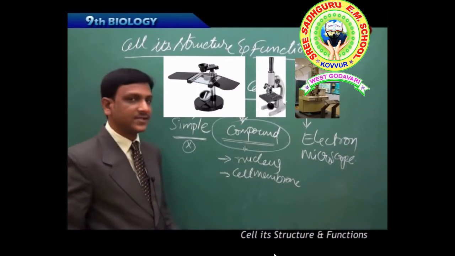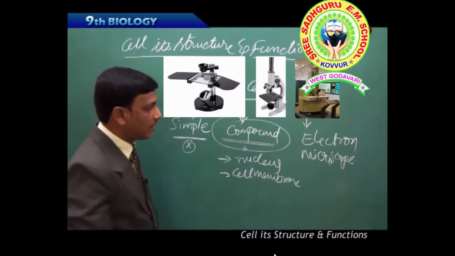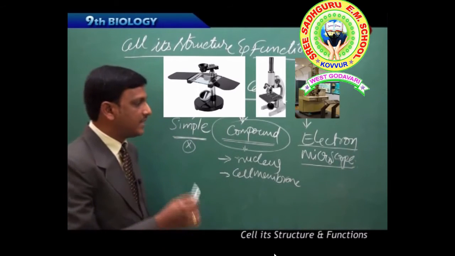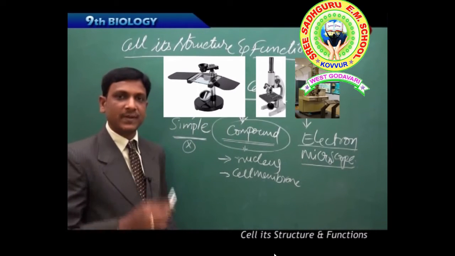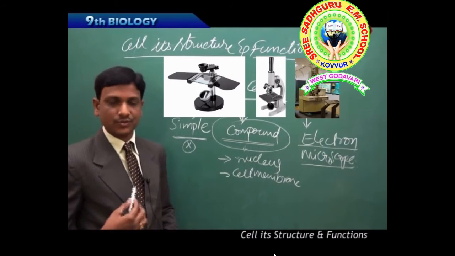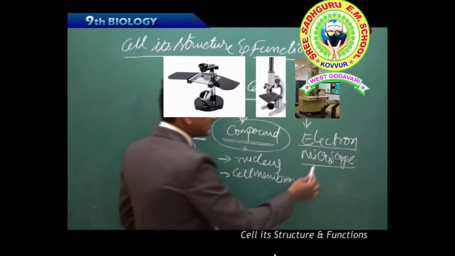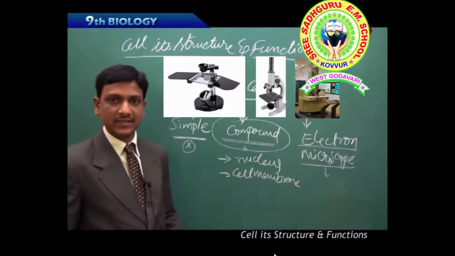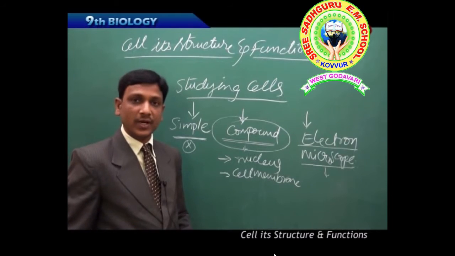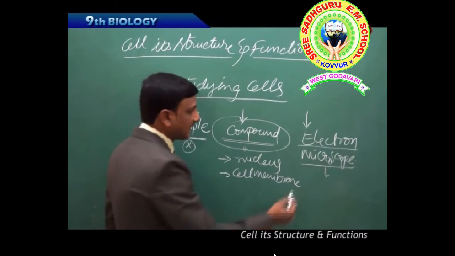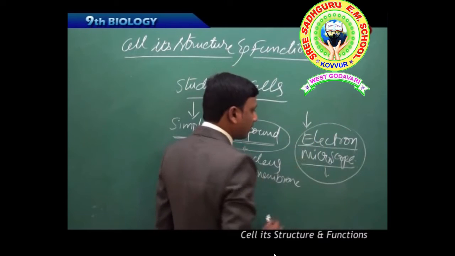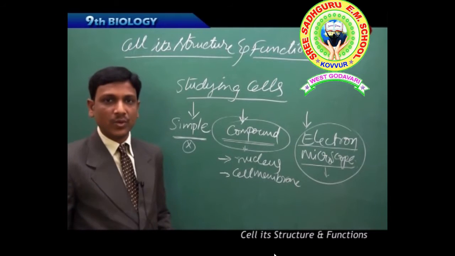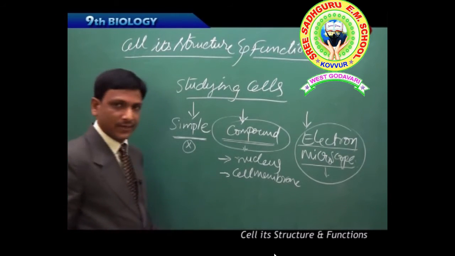Then the scientists need a more powerful microscope, which is called the electron microscope. This is a very powerful microscope which is used by scientists, research scholars and professors to study the cells in detail. The cell organelles like mitochondria, chloroplast, the nucleus and nucleolus and all the other things can be studied by this electron microscope. So to study, to observe the cells, we need special instruments like microscopes.